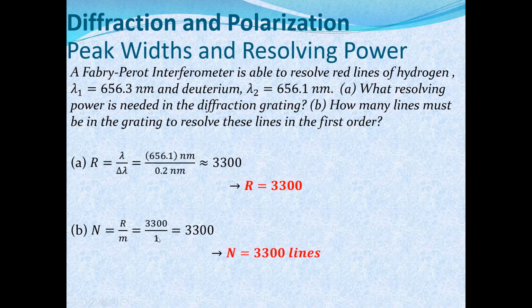Now, you'll notice that if I want to resolve this in the second order, I wouldn't need as many lines because, as you saw in the previous examples, as you get to higher and higher orders, the spacing between the lines caused by different wavelengths gets bigger and bigger. So the higher the order that we're resolving, the fewer lines we need.